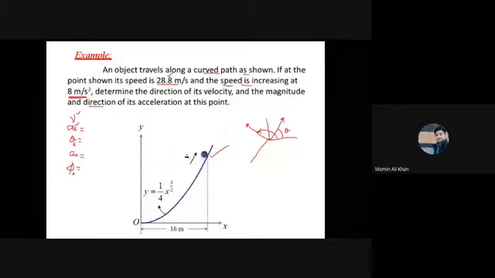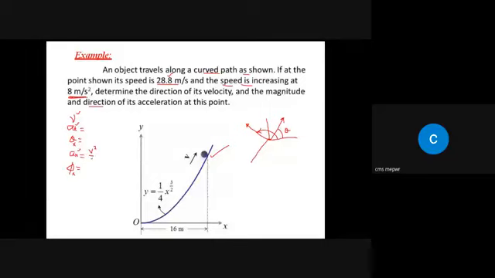Now look at this equation, this diagram. Can I find out AN? What is the equation for AN? V square by rho. Do we have V? We have VT. And what about rho? Do we have rho? No, we don't have rho. But do we have an equation for rho?